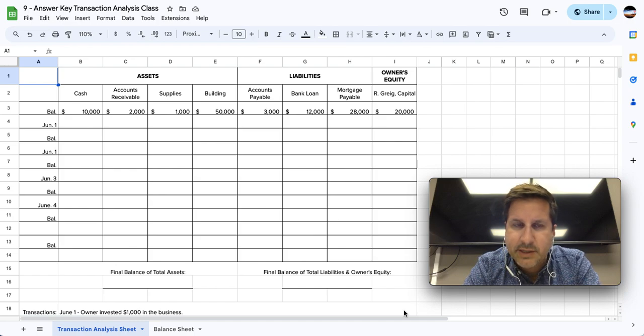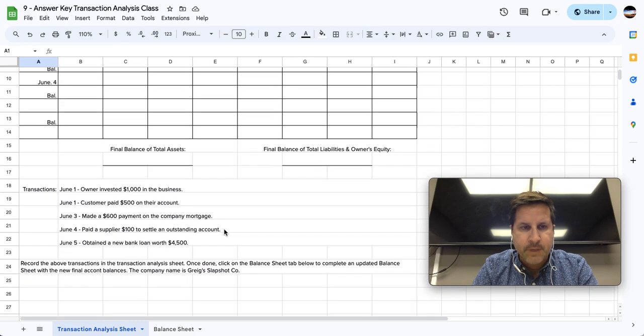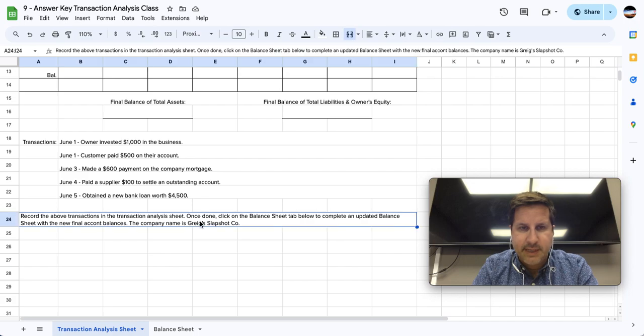So for a transaction analysis sheet, what we're doing is we're tracking the various things that have happened in our business in terms of transactions, and we are increasing or decreasing our accounts accordingly. So I'm going to take you through this example. You then have an example that you can do on your own. Once we're done this, we're going to build a new balance sheet. So below here, I've got my instructions, and these instructions say record the above transactions in the analysis sheet.